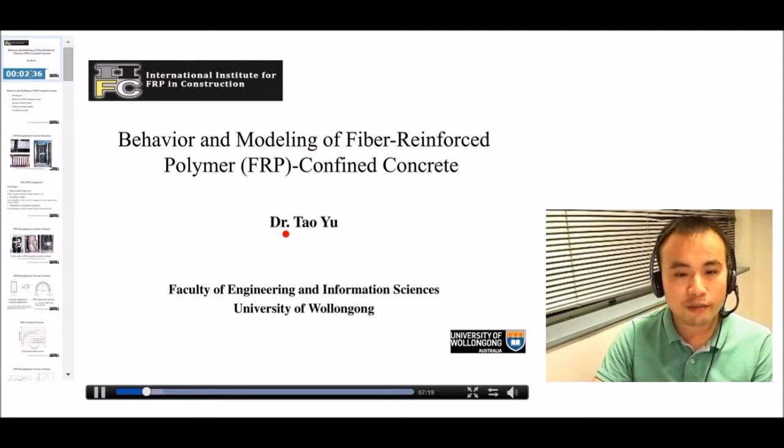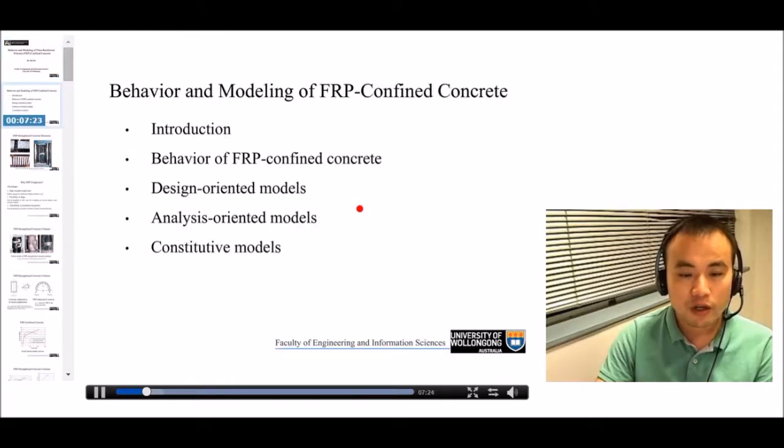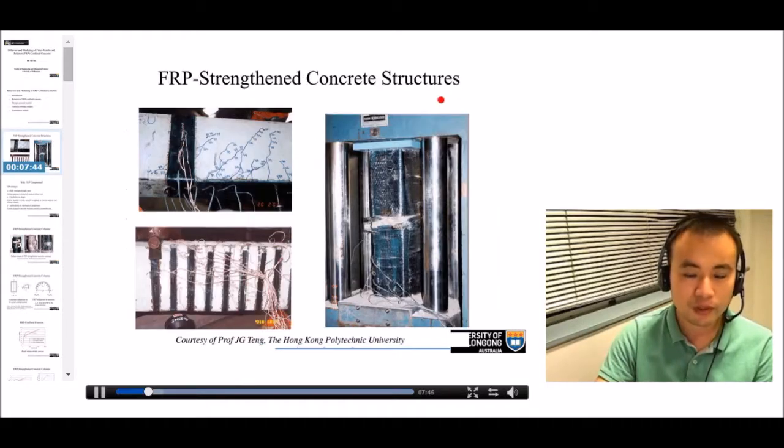Today I'm going to talk about the behavior and the modeling of FRP-confined concrete. I will first have a brief introduction of the research background of FRP-confined concrete. Then I will move to the theoretical modeling part, which includes three categories of models: design-oriented models, analysis-oriented models, and three-dimensional constitutive models.